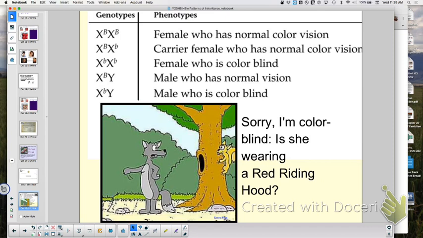Okay. Now, let's switch. So now the dad is the carrier, the mom is perfectly fine. What are the odds of their son being colorblind? 0. We don't care what the dad has, because if they have a son, he's going to give the Y. And both of her X's are good. What are the odds that their daughter will have the disease?